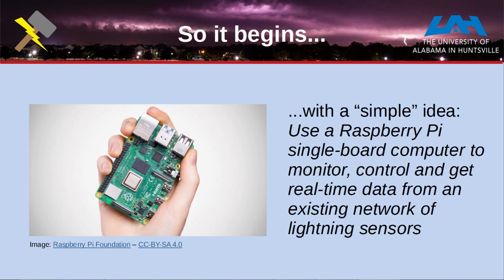So, our idea was we have this array of lightning sensors that map lightning locations. What if we use a Raspberry Pi connected to the system in order to collect a bunch of data on how the sensor is performing so we can see in real time if we need to do something about it?